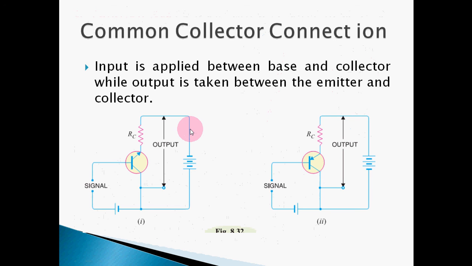Next is common collector configuration. So you can see here that input is applied between base and collector, while output is taken between the emitter and collector. The input signal is given between base and collector, and output is taken from emitter to collector. So collector is common for both of the circuit diagram.